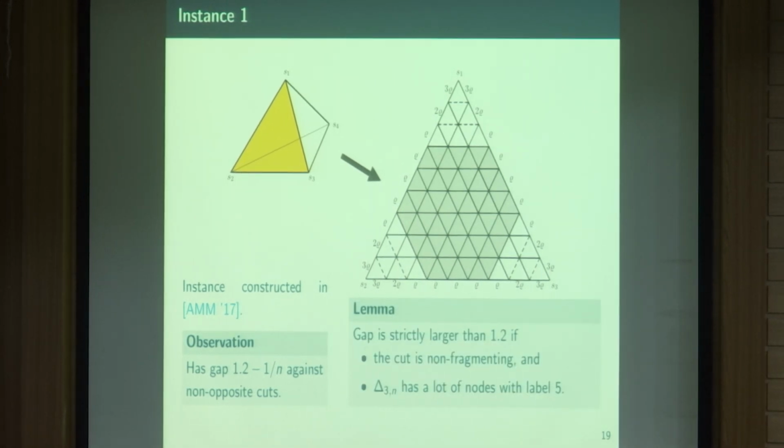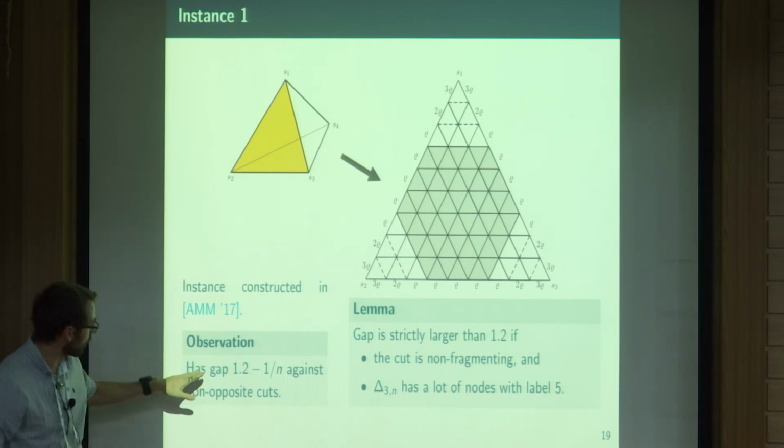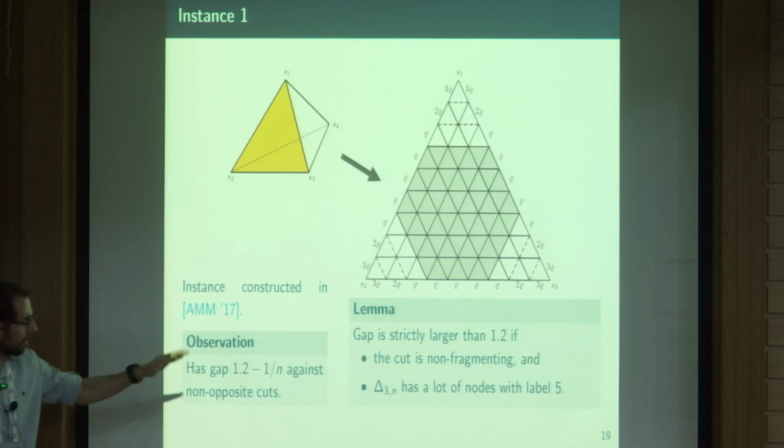Actually, it turns out that you can make a fine-grained analysis of this observation, and this gap is strictly larger than 1.2 if the cut is non-fragmenting, and this face has a lot of nodes with the 5th label that I mentioned, this extra label. So the main takeaway from this slide is that we have this gap living on that face of the simplex, and it has gap 1.2 in general, but in certain cases, this gap is much larger, which is great because that means that against those kinds of cuts, this is a good instance.